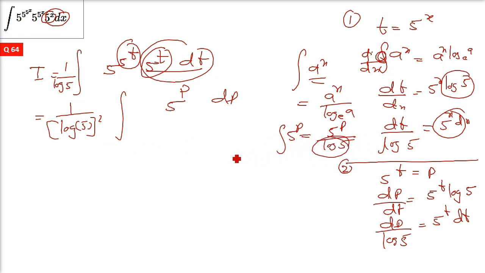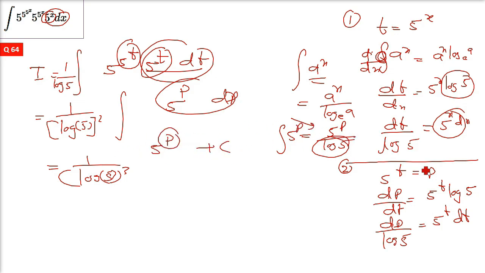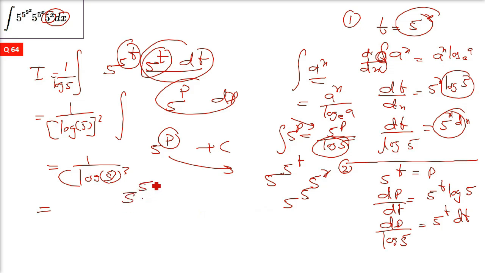Let us write it here. Again one more log 5 has come, so let us make it log 5 whole cube. And this whole is going to be 5 to the power p plus c. But p was what? It was 5 raised to t. So 5 to the power p was 5 power t, and t was what? 5 raised to x. So 5 to the power 5 to the power 5 raised to x. The final answer would be 5 to the power 5 to the power 5 x, and in the denominator you have log 5 whole cube, plus constant of integration.